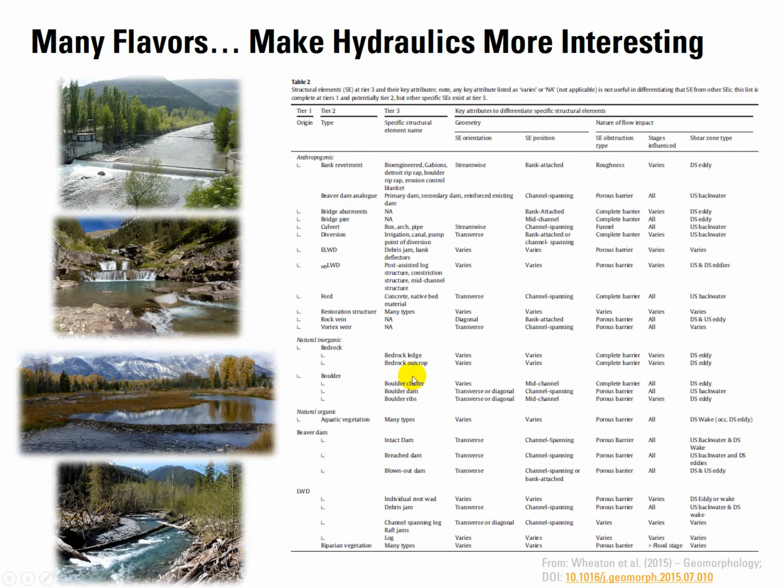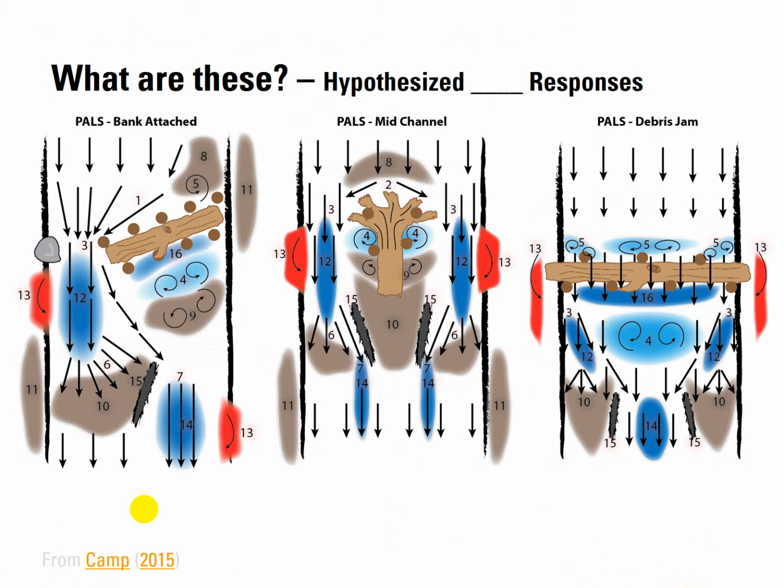And then this table, which you can't read, just breaks out some specific examples of the many, many different flavors of structural elements. Again, we're just focusing on beaver dams and wood accumulation, but recognize that there are tons of examples of these, both naturally and anthropogenically occurring. So, back to something we've talked about: wood accumulation simulated, mimicked with PALs. We have a margin attached PAL, a mid-channel PAL, and a debris jam.